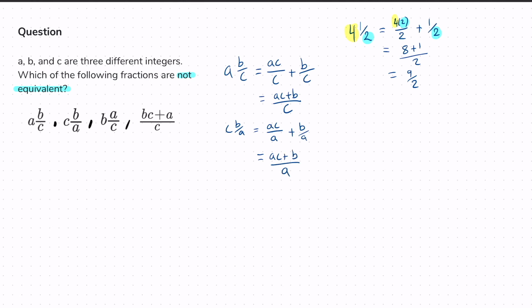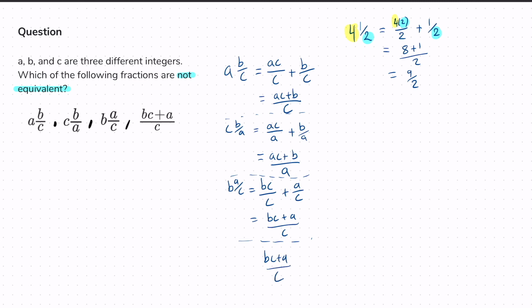The next one, B, A over C, C lots of B, but B comes before C, so we're going to do it like that, and that equals BC plus A over C. And then our last one we just keep as it is, right? So we've got, just dividing them up here, our last one is BC plus A over C. It's already in this form.